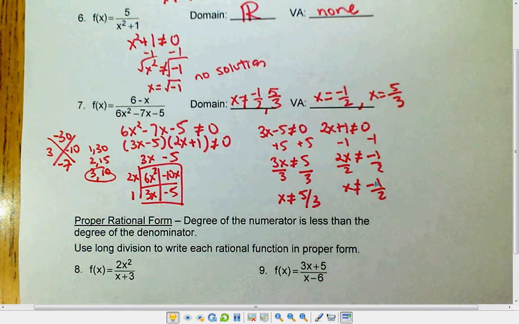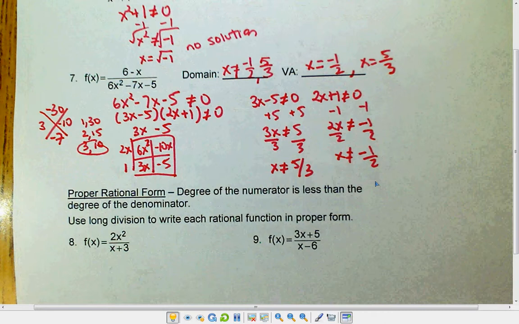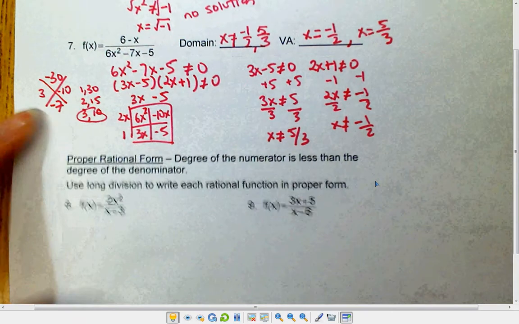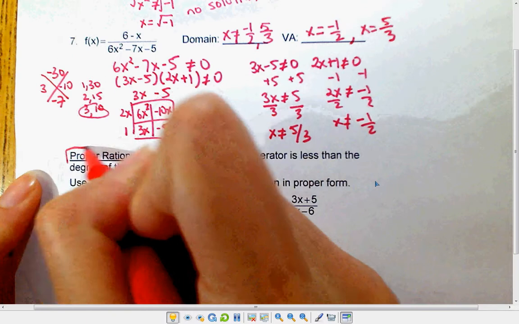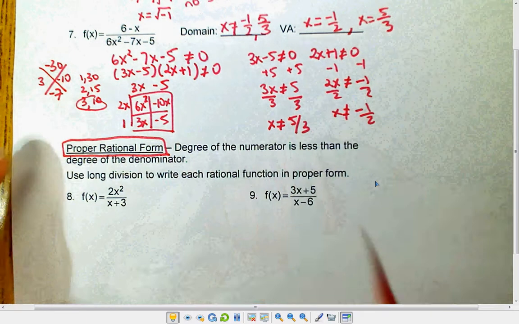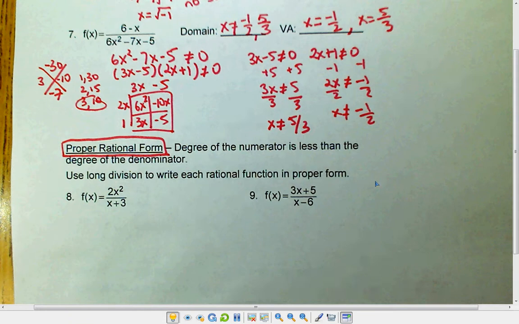Okay, so we have one last type of problem we're going to learn how to do today, and this is kind of just a review of what we were learning before. In order for a function to be written in proper rational form, the degree of the numerator has to be less than the degree of the denominator.